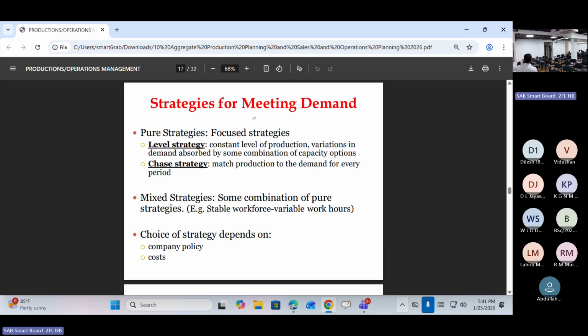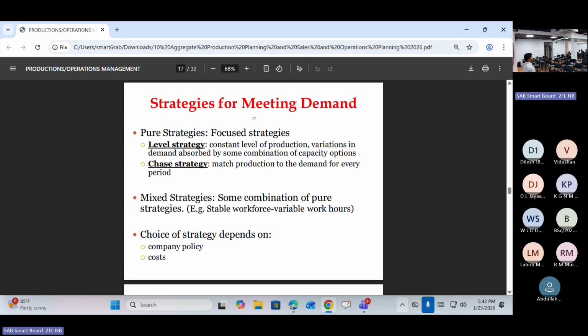Some companies may be strict on inventory management, so they don't want to maintain an unnecessarily high level of inventory, so that they may be ready to hire people and fire people to match the market demand without maintaining unnecessary inventories. So likewise, it depends on cost plus other company policies and many other factors. I hope that is clear.